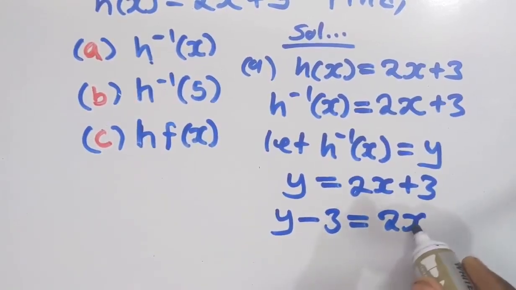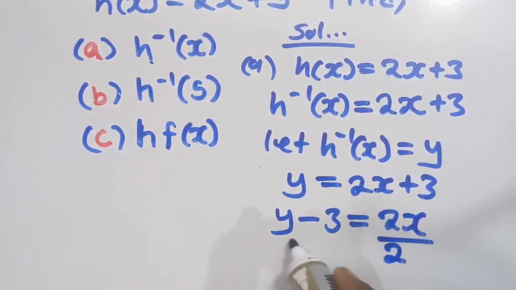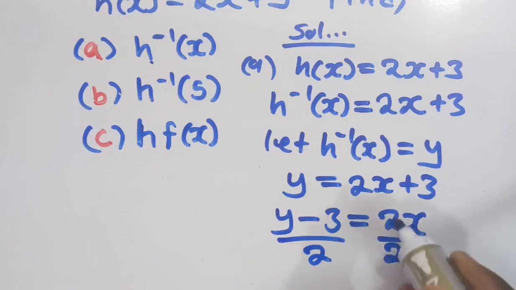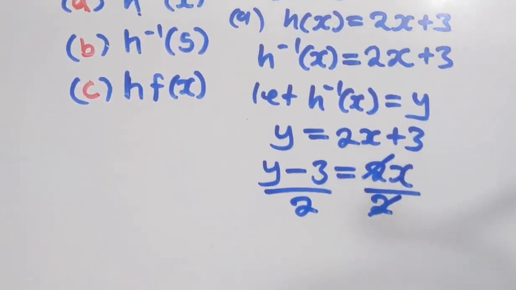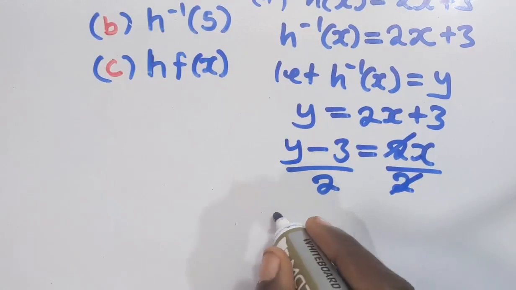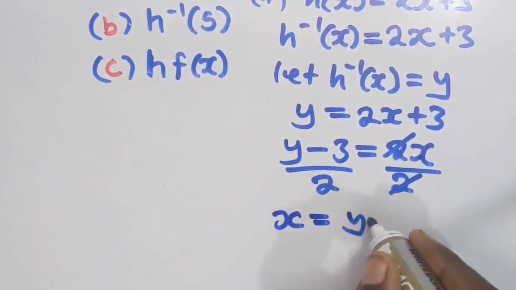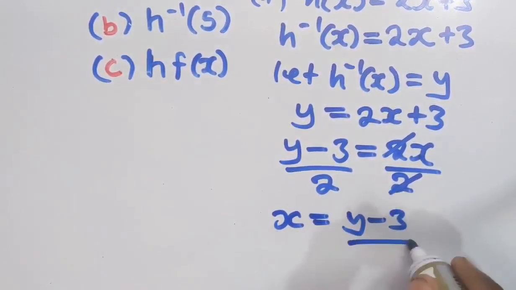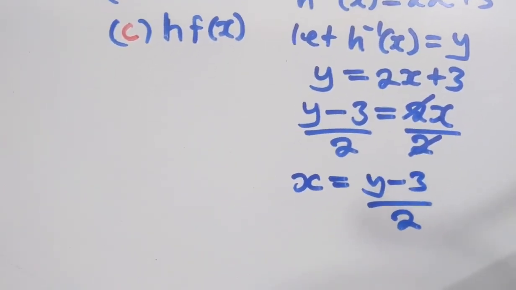Here we want x. To get rid of the 2 on x, we are going to divide both sides by 2. Then the 2 will go. Here we are going to have x is equal to y minus 3 over 2. That is what we are going to have.